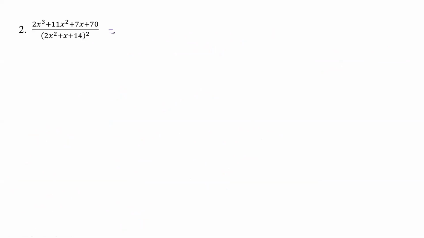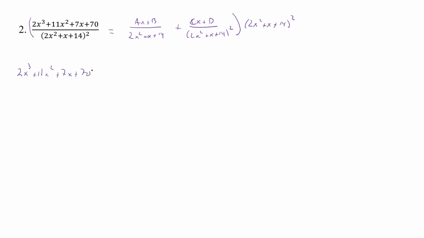We have that, and so when we do this, we're going to get (ax + b)/(2x² + x + 14) plus (cx + d)/(2x² + x + 14)². And then we multiply all that by (2x² + x + 14) squared. So doing the same thing we just did on the last one, when we multiply the first one, we drop everything. We just get 2x³ + 11x² + 7x + 70 equals.